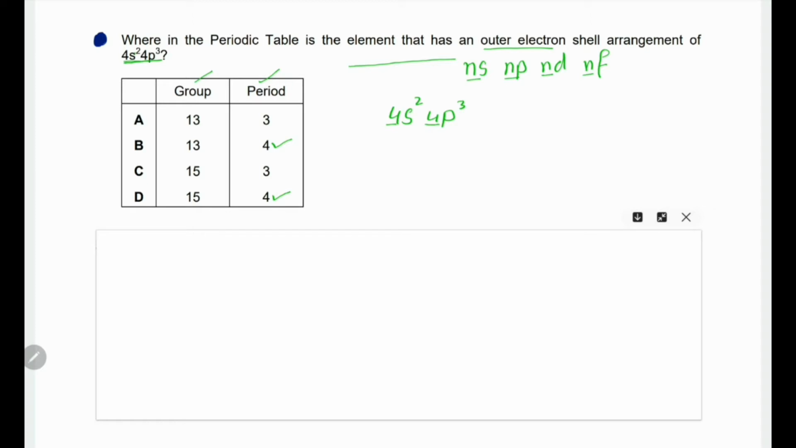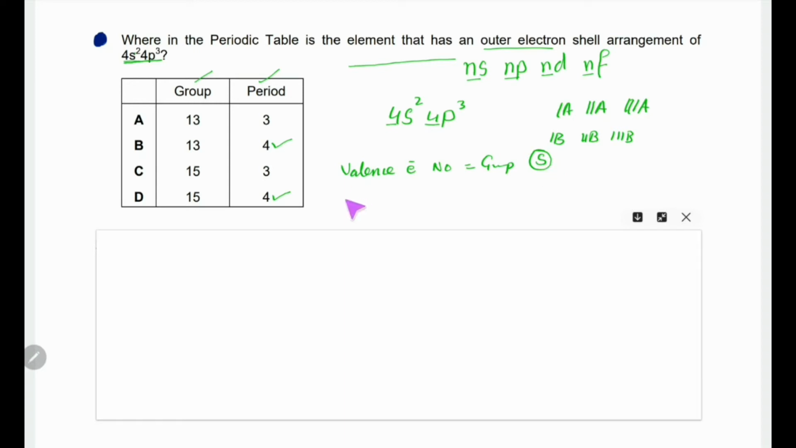Now coming towards the group. In the older group classification, we had group first A, group second A, group third A, and so on. While in transition elements, there were group first B, second B, and third B, etc. But the new recommendation from the IUPAC for elements having electrons in the s subshell is that the valence electron number will give you the group number. It is for s block elements.